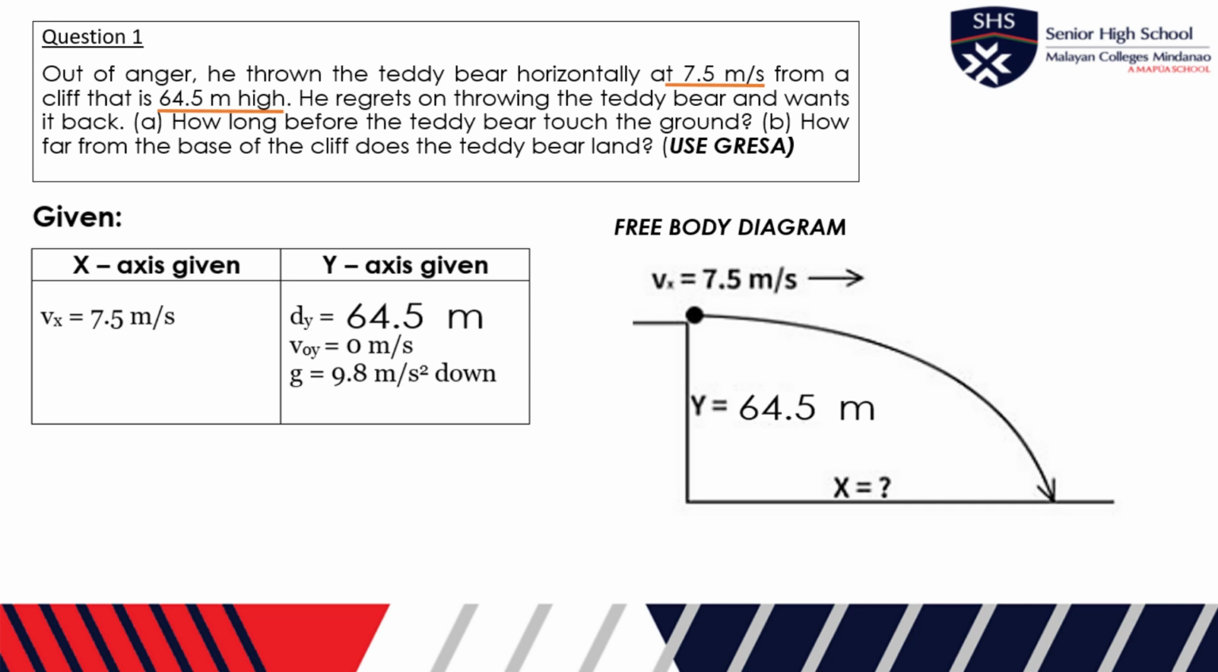Since the teddy bear is thrown horizontally, its initial velocity in the y-axis is 0 meters per second. And gravity should be considered as the acceleration, 9.8 meters per second squared down. As you have noticed, there is a free body diagram on the right side of this slide. This free body diagram helps you understand the problem by giving visuals, and drawing it enables you to understand the given and the required.